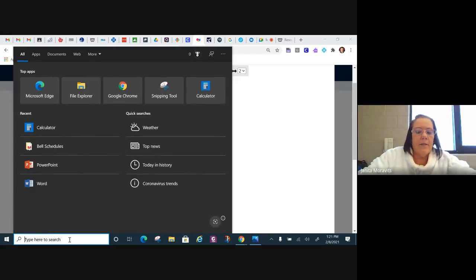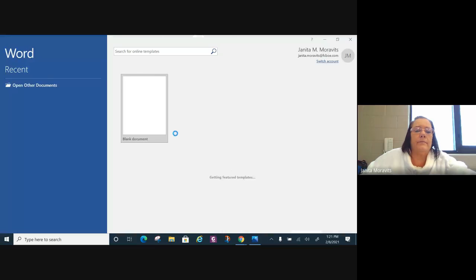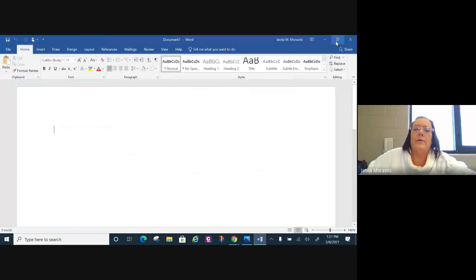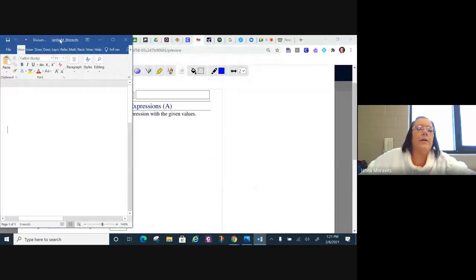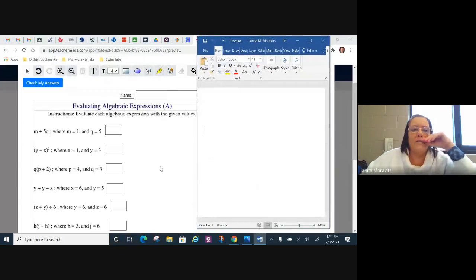Let me get a document up here. All right, we want a blank document. We want to make it a little bit smaller over here. Okay. And I'm just going to type some stuff on here for you so that you can see how to do these problems. We're looking at this first one right here, m plus 5q. All right, that is our expression that we want to, I'm sorry, not simplify, evaluate.